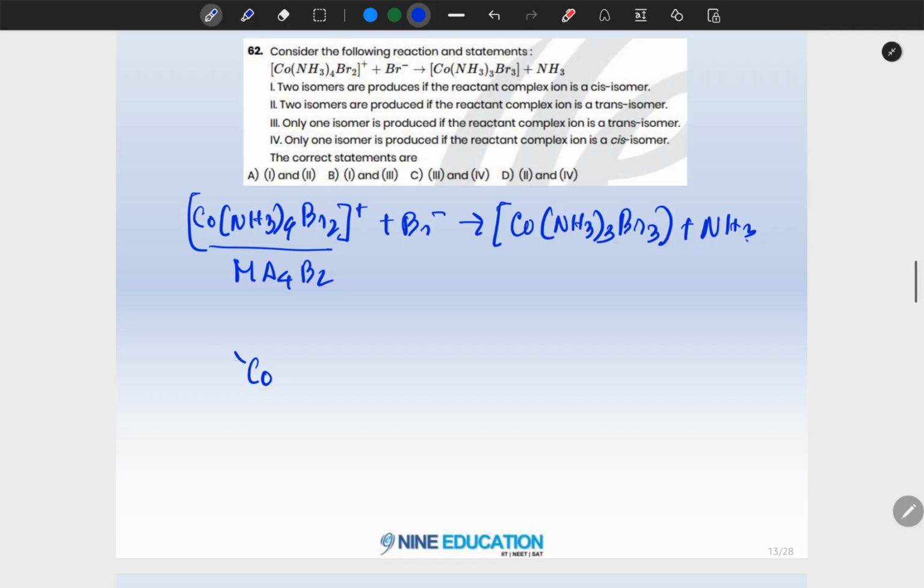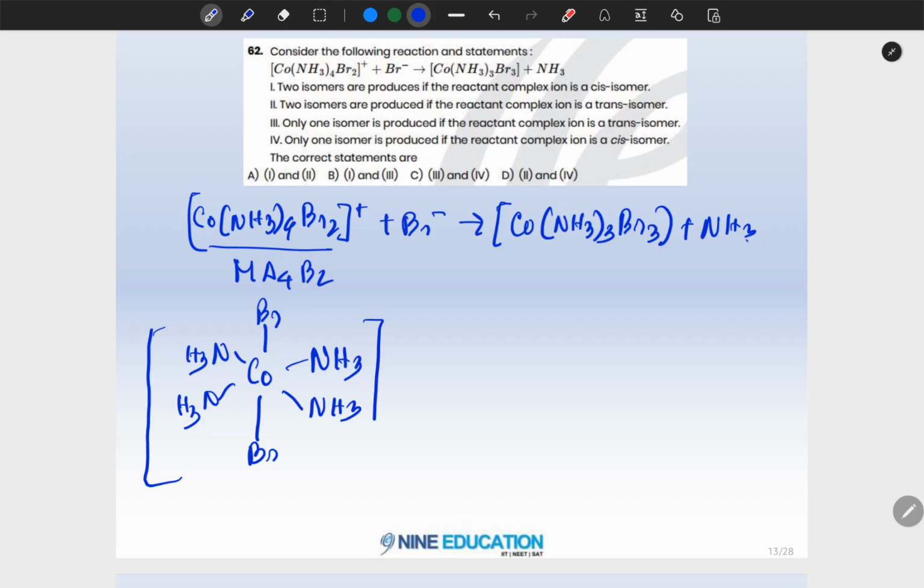So this is cobalt, ammonia, ammonia. So this is the trans isomer that I am trying over here, bromine, bromine. And what is the oxidation state of cobalt in this complex? Oxidation state of cobalt is +3. So this is a trans isomer.